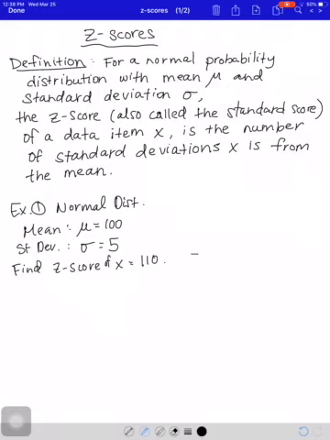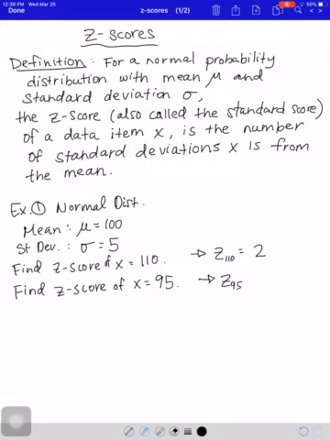And so here we would say that the z-score of 110 (this notation lets us know that we're finding the z-score of 110) is 2 standard deviations above the mean. So its z-score is 2. Okay. Similarly, it's the same example. Let's now find the z-score of a different data item. Let's find the z-score of x equals about 95.